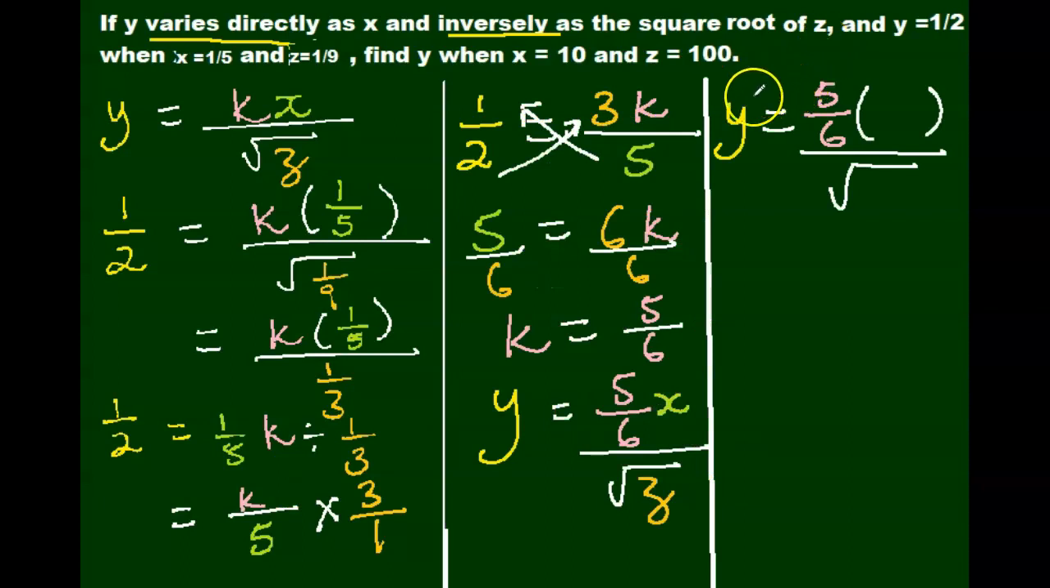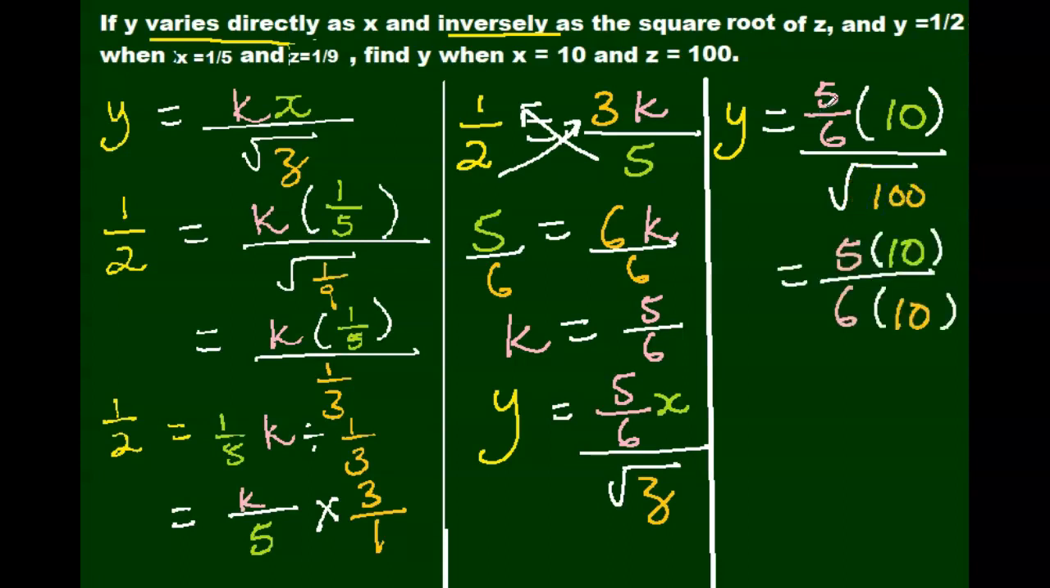Now we want to find out y when x equals 10 and z equals 100. I'll change my x to be 10 and my z to be 100. I can move my 6 in the numerator to the denominator. The square root of 100 is 10. So in this case, the 10s actually cancel each other out, and I'm left with y equals 5/6 when x equals 10 and z equals 100.